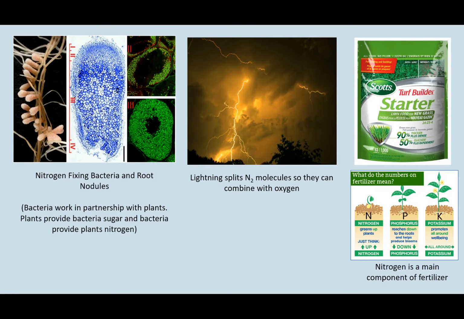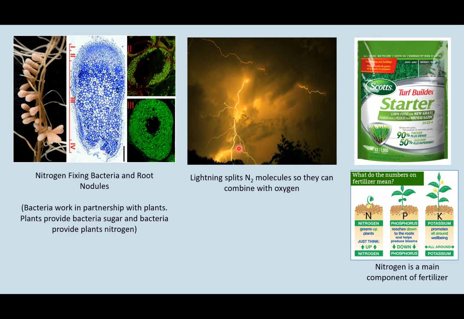So just an overview again, more visual of it. On the left over here, we have nitrogen fixing bacteria and root nodules. So these are the root nodules, and we can see the bacteria around them. So basically what happens is the bacteria works in partnership with the plants. There's bacteria that takes the nitrogen out of the air, converts it into a usable form, and gives it to the plants. And in return, the plants provide the bacteria sugar. So it's a partnership between the two, where they each get something that they need.